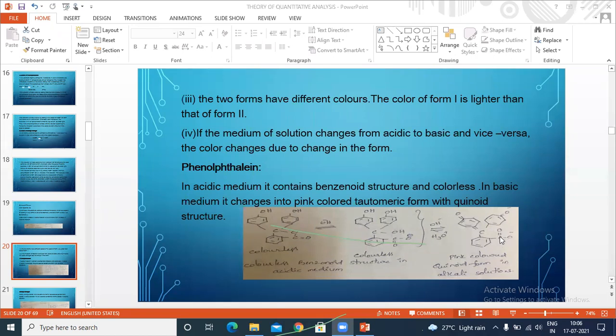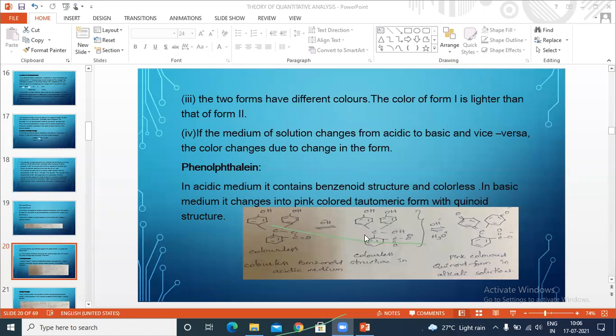Here we can observe the ketone functional group. The carbon at the para position has a keto group, and this carbon also has a keto group. That is the main difference between benzenoid and quininoid: in quininoid we can observe the keto functional group, and in benzenoid we won't. The benzenoid form is stable in acidic medium, and the quininoid form is stable in basic medium.